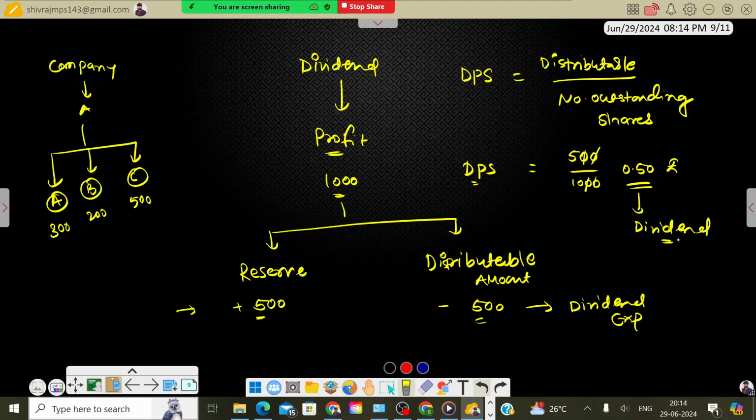Did you get this? Then the company will process these amounts to the entitled shareholders. So now let's say you have 3 shareholders holding 300, 200 and 500 equities in their accounts. They will receive 150 rupees, 100 rupees and 250 rupees. So the total is 500, which is the distributable amount. This is how we process the dividends and perform the calculations.